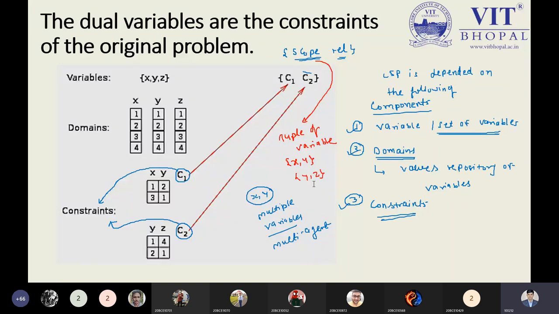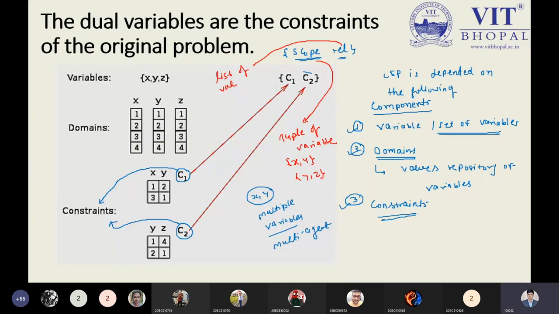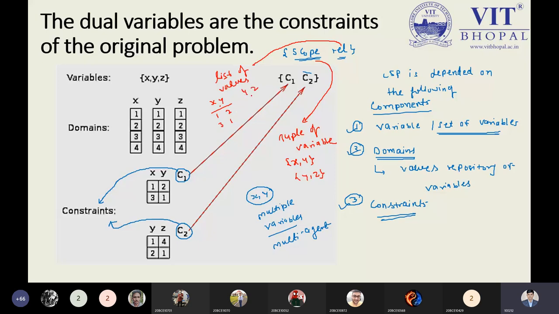Next I'm talking about the relation. So relation is a relation which includes the list of values which the variables can take to satisfy the constraint of the problem. So here I can take the relation. The relation means we can say the list of the values. So what is the list of values held by the upper scope, and those are the tuple of the variables, that is X and Y. So if I'm talking about X, Y, it contains the values 1, 3, 2, 1. And if I talk about Y, Z, it contains 1, 2 and 4, 1.